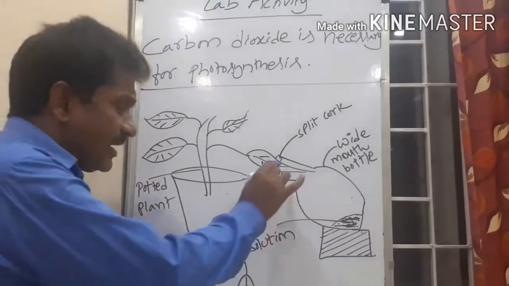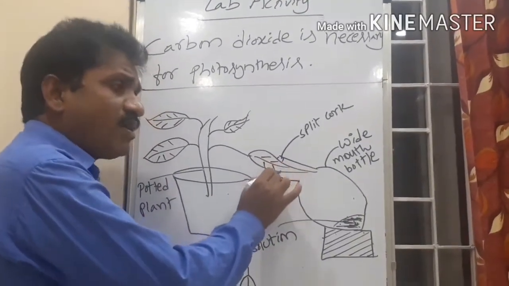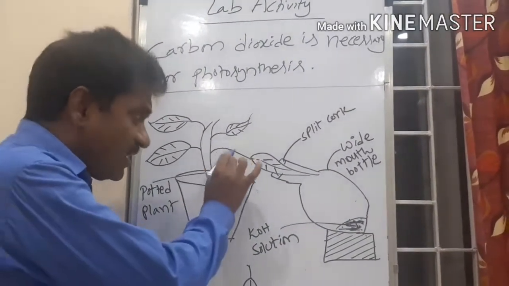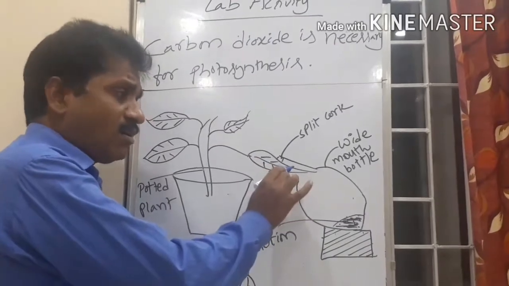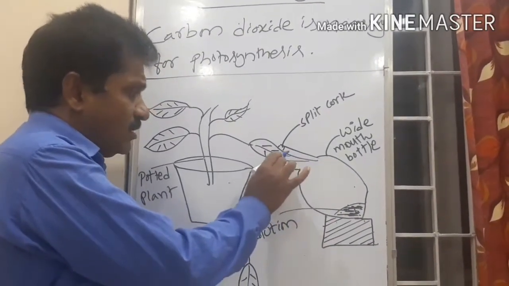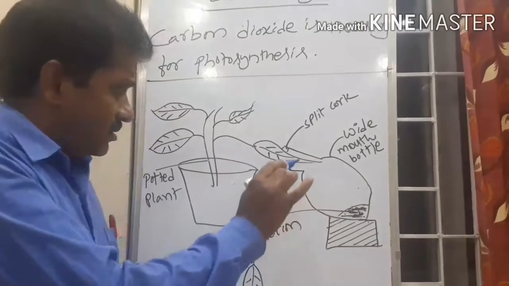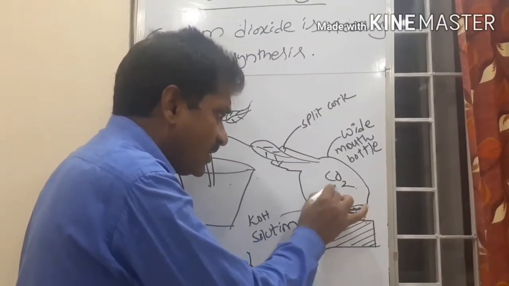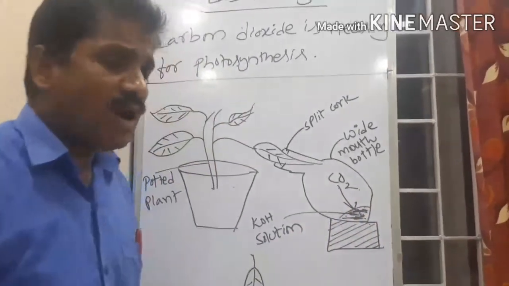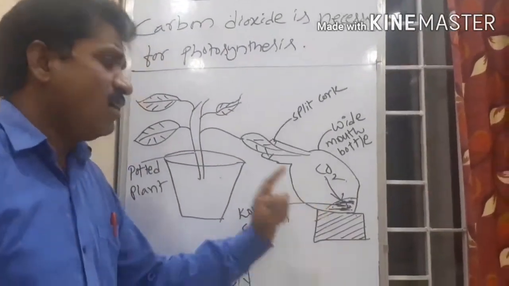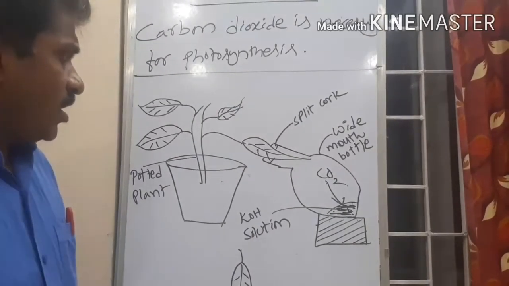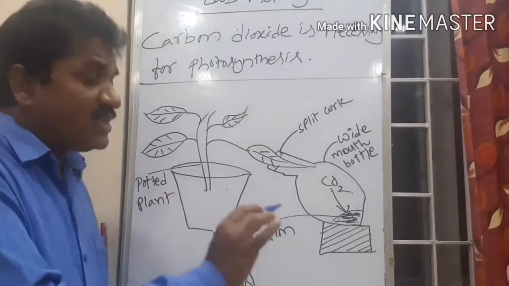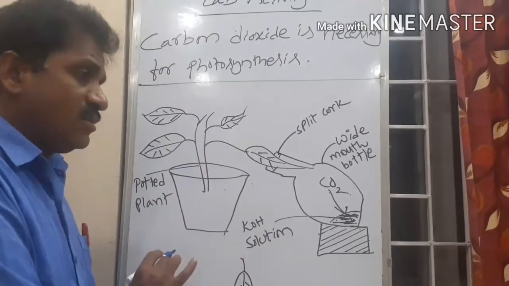After that we insert the split cork into the wide mouth bottle. Then we insert the leaf through the split cork into the bottle. Now the carbon dioxide present inside the bottle is absorbed by the potassium hydroxide. This setup is left in the sunlight for a few hours.